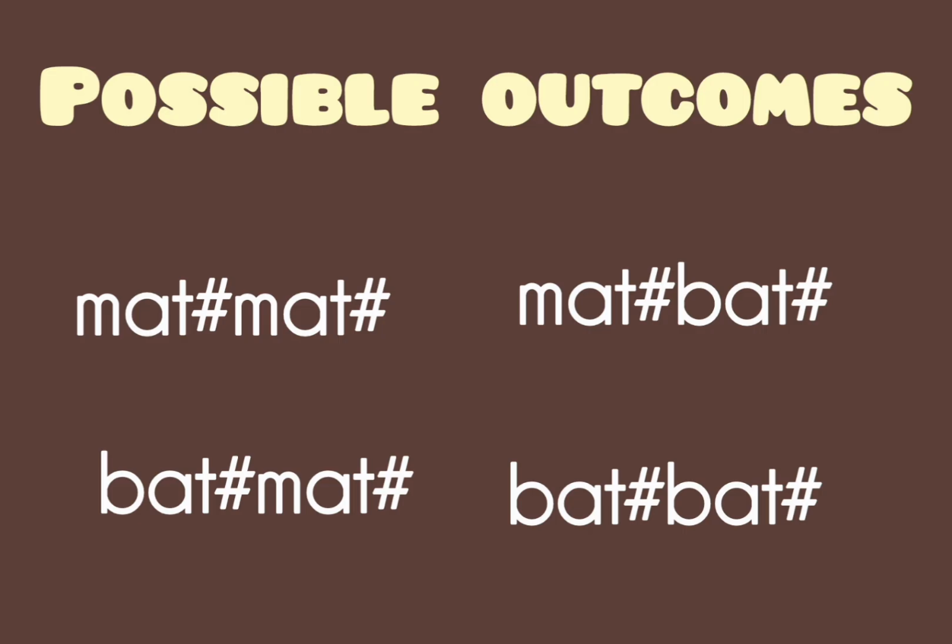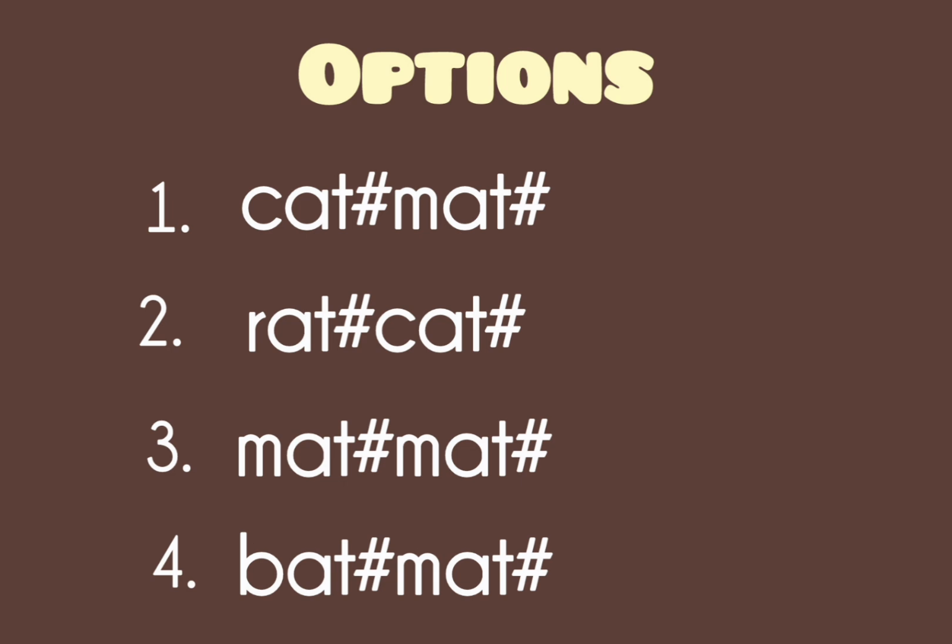Now we will see our options and choose the correct ones that are in the possible outcomes. So these are the options. The first one is cat hash mat hash. Cat was not possible in any of the possible outcomes. In the next option there is also cat in the output. The cat element is not possible because it is not at the index of 2 or 3. Now the third and the fourth options are both correct because they are either at the second index or the third index. So our final answers will be the third option and the fourth option.